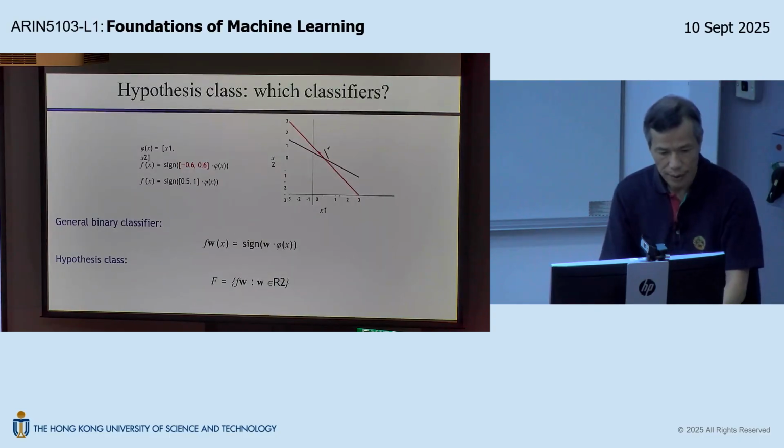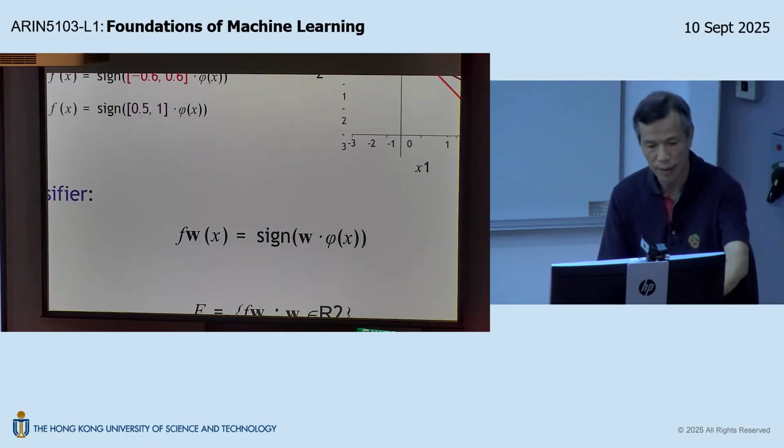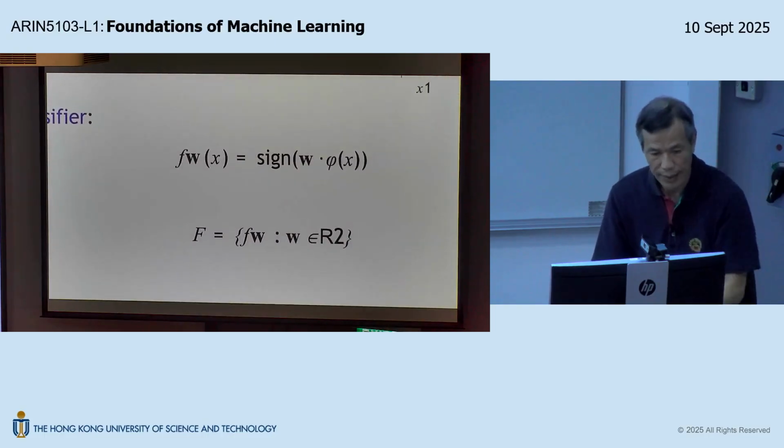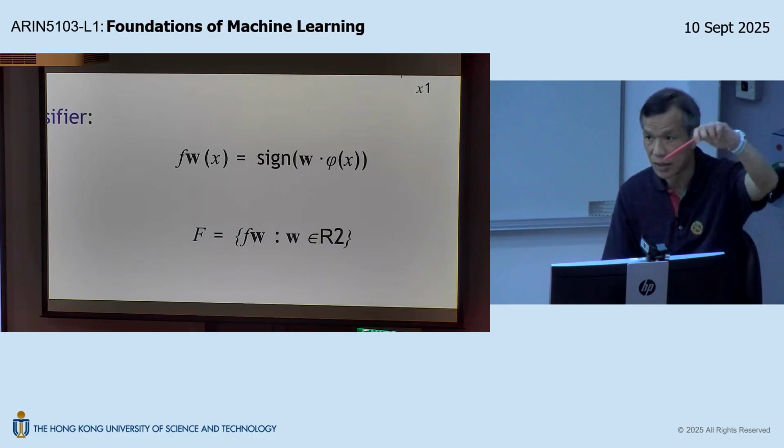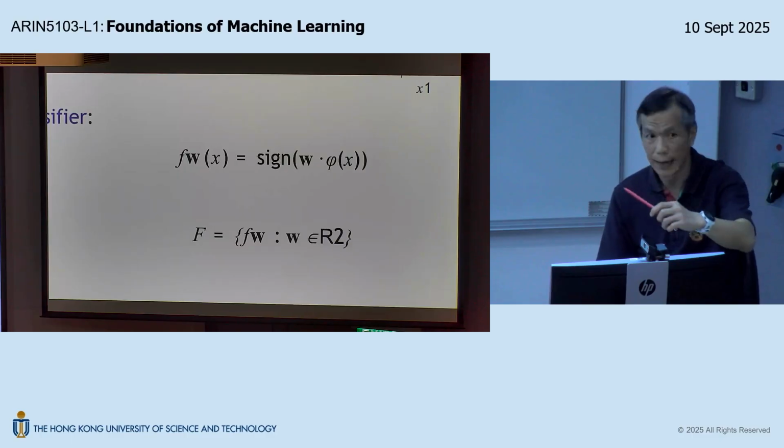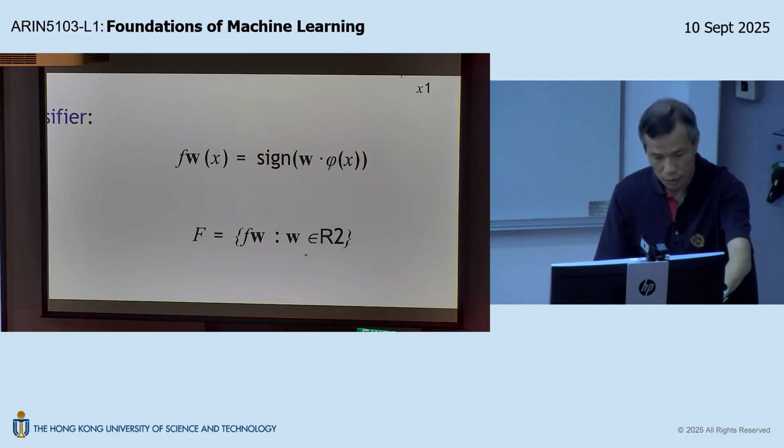Again, this is the model class that we're using. The functional form of the model is dot product and then sign. And just like in the linear regression case, you can vary W. W in this case is again a 2-dimensional vector. So you vary W, and then you can obtain a different boundary. You can try all different W's, and this gives you the hypothesis class.